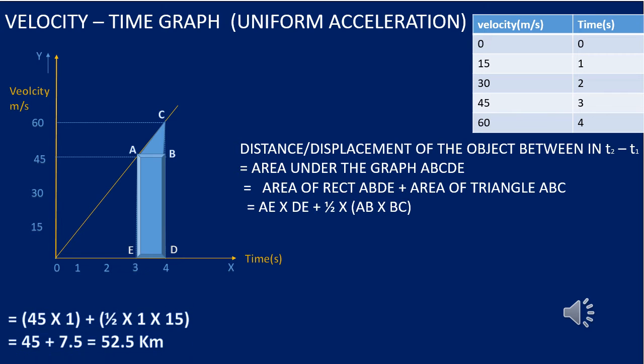Okay, say the values. So AE is 45 and DE is 4 minus 3, that is 1. That becomes the area of the rectangle plus half into base. AB is 4 minus 3, that is 1, and BC is how much? That is 60 minus 45, that is 15. So when we do the calculation, we get 45 into 1 plus half into 1 into 15, that is 45 plus 7.5, that is 52.5 kilometers. So children, in the same graph, we can calculate both the acceleration and the displacement.